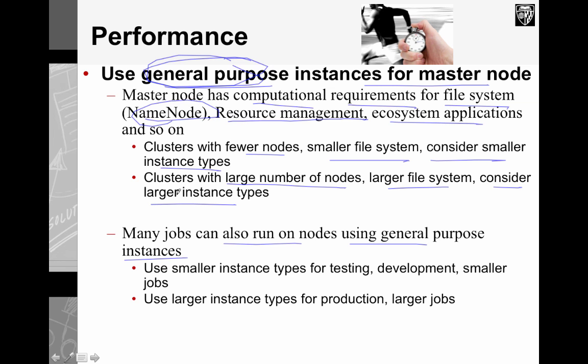So you may want to use smaller instance types for testing, development, and smaller jobs, so smaller clusters. And you may want to use larger instance types for production or larger jobs. So you can play around with different kinds of instance types. You can play around with different parameters for the Hadoop configuration in order to create a cluster with the appropriate performance. Sometimes you want high performance, sometimes you don't want high performance, you just want it to be a simple cluster and not pay much.